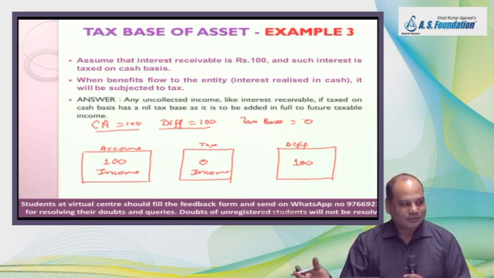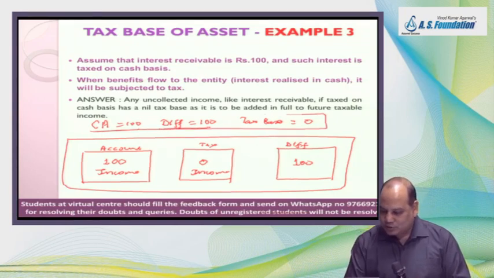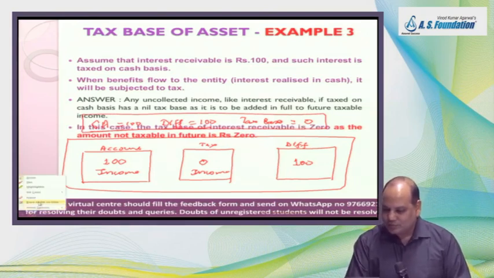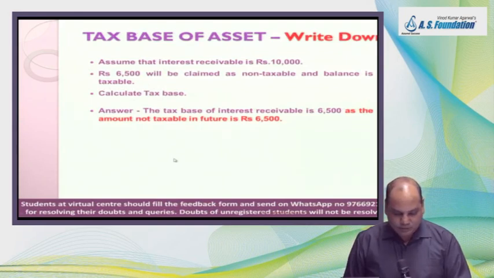This is called income and expense way to identify the difference. Is it right? The answer will always match. If you can understand through this way, logic is same. The logic of these two is same, whatever you try to understand. In this case, the tax base of interest receivable is right 0, as the amount not taxable in future is 0. Have you written? It has a nil tax base. Just write down nil tax base. That is enough.